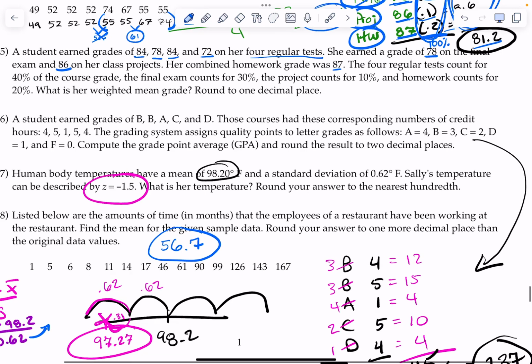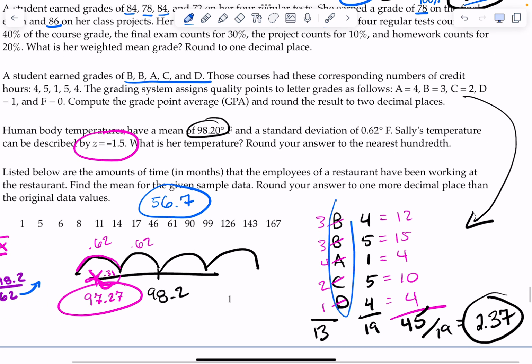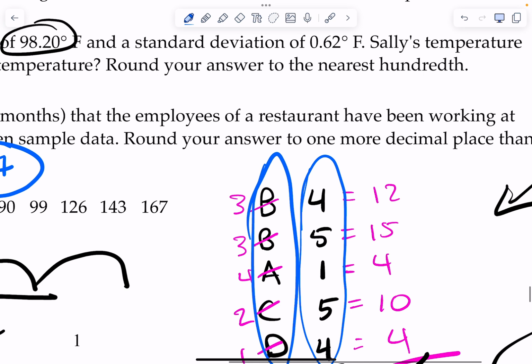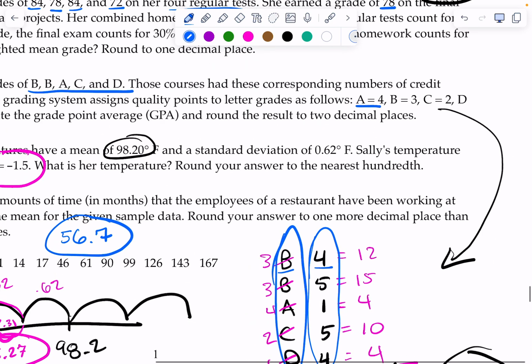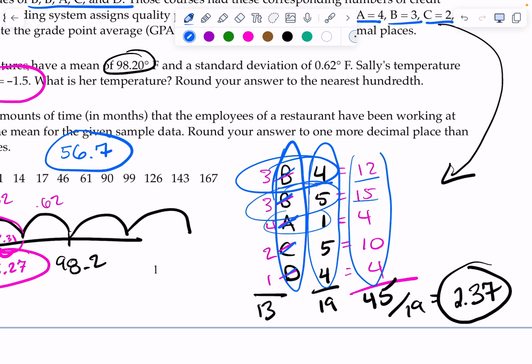Then on number 6, I have a different weighted average, which tells me these are my grades. So I wrote them here. And then these are the weights. So I wrote that here. But I can't take B times 4, because that would just be 4B and that wouldn't make any sense. So they've assigned numbers, they've assigned values. They say A is worth 4 points, B is worth 3, C is worth 2, D is worth 1, F is worth 0. So I cross these off and put their respective values, and then I multiplied together. 3 times 4 is 12, 3 times 5 is 15, and so on. And if I add these guys up, that's 45.